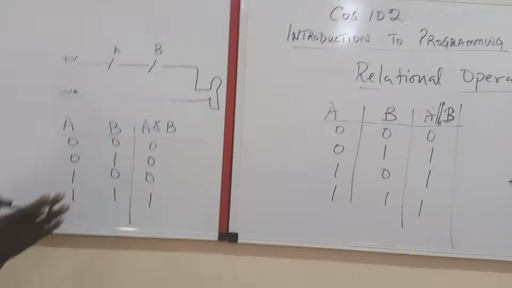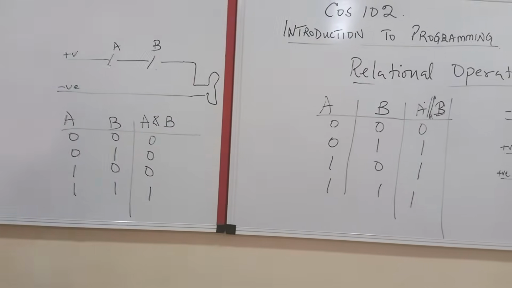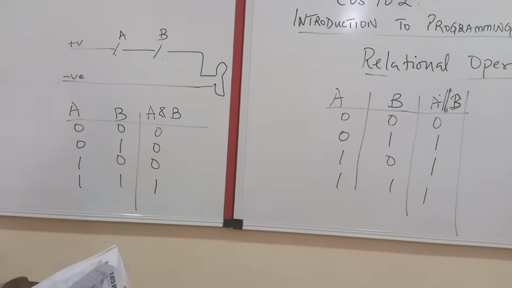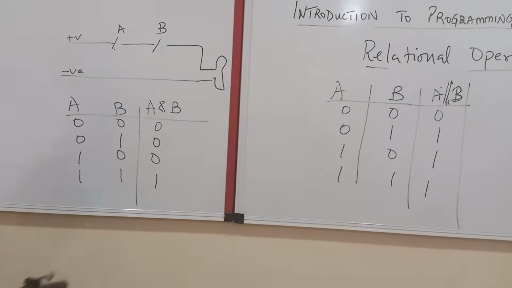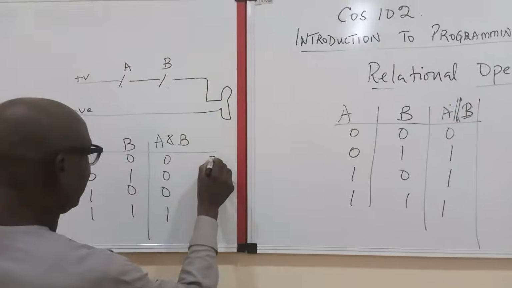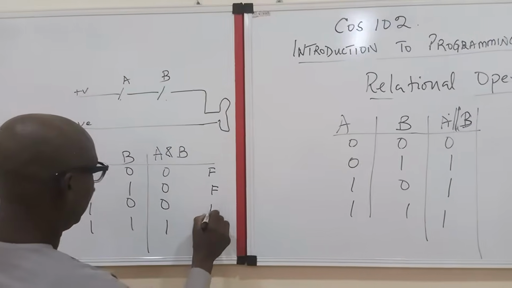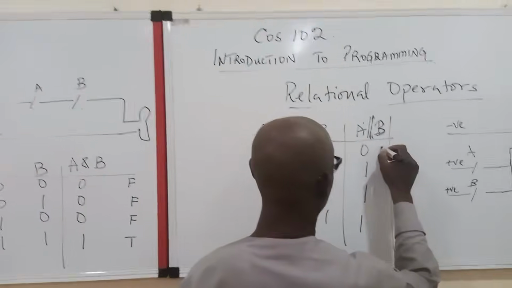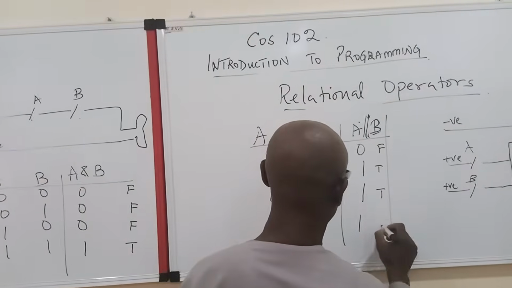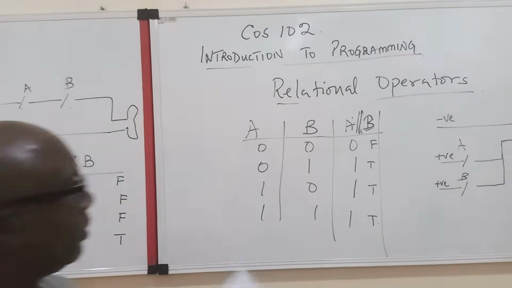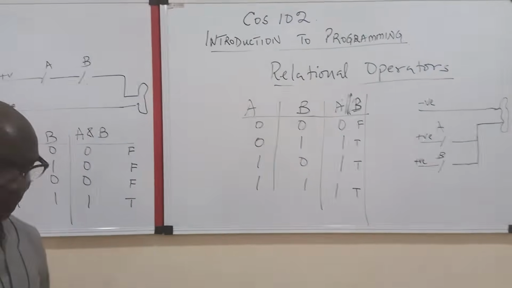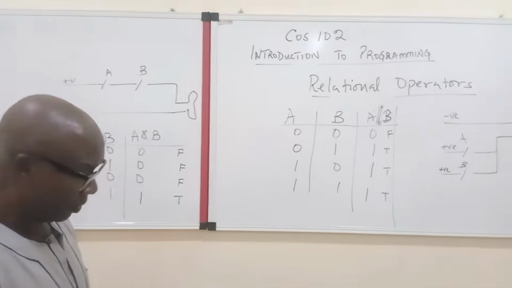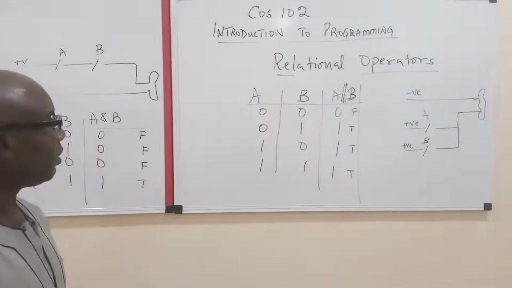So we have to recognize this because we are going to use it in our operations, in our relational operators. This 0 means false: false, false, and true. When you come over here, this is false, true, true, and true. Having gotten this, we can now look at a combination of some of these operators.